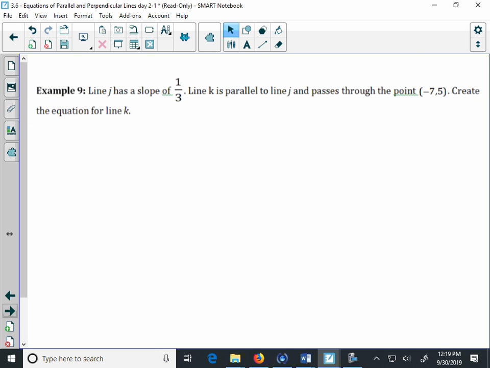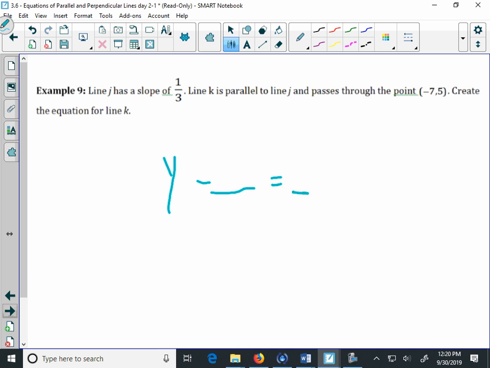If we take a look at this example, it says line J has a slope of 1/3, line K is parallel to line J and passes through the point -7, 5. Create the equation for line K. Well, I'm writing an equation of a line.